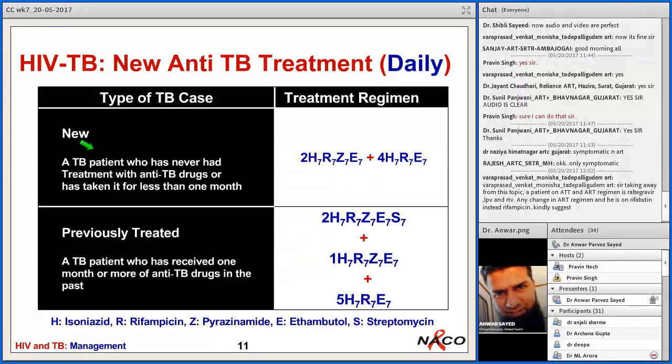So this brings us to, for new cases, the treatment is 2 months of INH, rifampicin, ethambutol, and pyrazinamide every day, and 4 months of INH, rifampicin, and ethambutol. This is the addition. And similarly, for previously treated cases, that is category 2, 2 months of INH, rifampicin, ethambutol, pyrazinamide, including injection streptomycin. Then after that, 1 month of INH, rifampicin, pyrazinamide, and ethambutol. And similarly, like before, 5 months of INH, rifampicin, ethambutol. This is all given every day.